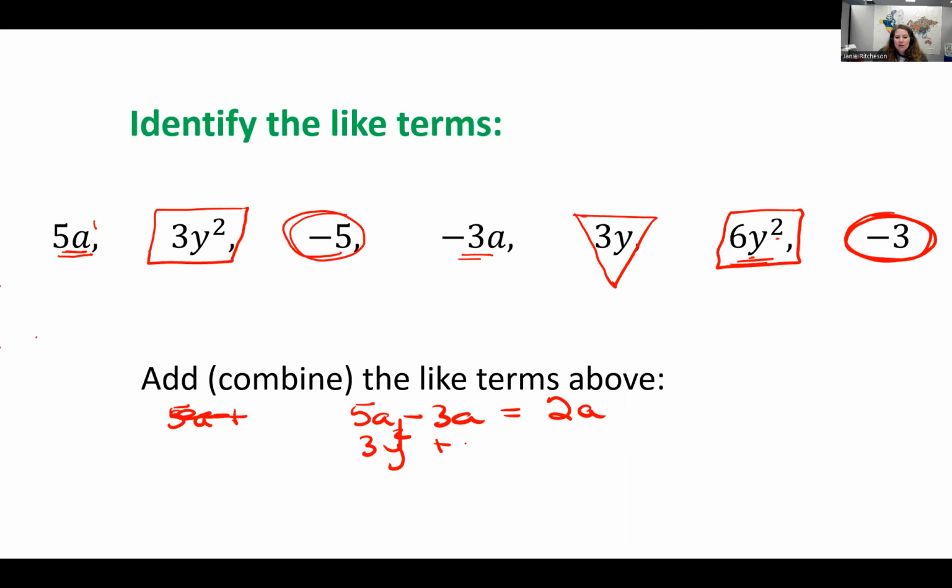excuse me, 3y squared combined with a 6y squared. Well, 3y squared plus 6y squared is 9y squared. The other, these constants are like terms, so it's like combining negative 5 and negative 3, which is negative 8. And we've just combined our like terms.